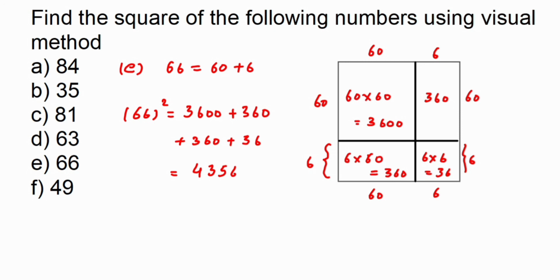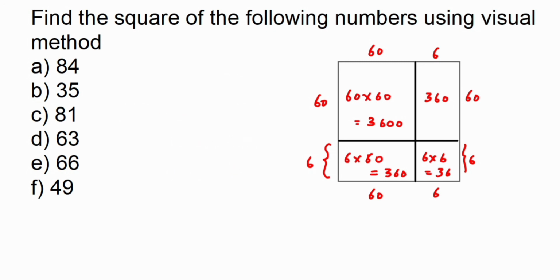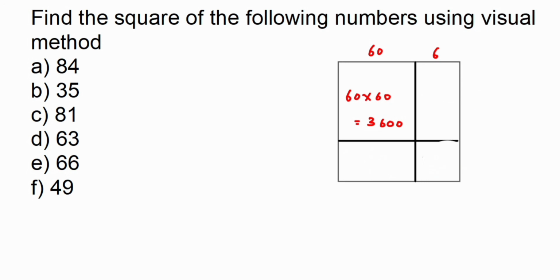Now the last question is 49. So we're going to take it as 40 plus 9. See, we cannot take 50 minus 1 because we're taking a square of side here, so it should be 40 or something plus something. So let's solve the last part. So we have 49. 49 can be written as 40 plus 1. So this is 40, and let me take this as 1. Similarly, this is 40, this is 1.